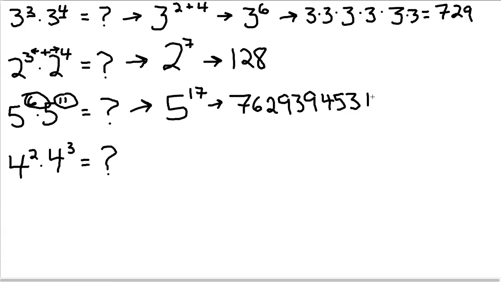Okay, and the last one is 4 squared times 4 cubed. Same thing. 2 plus 3 is 5. So we're just going to get 4 to the 5th power, which is 1024.